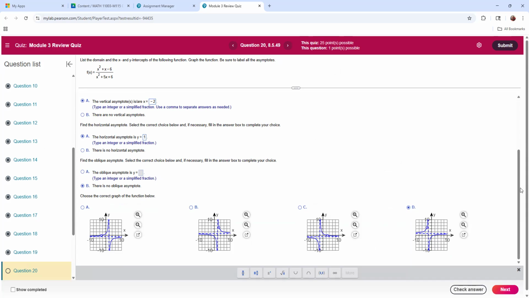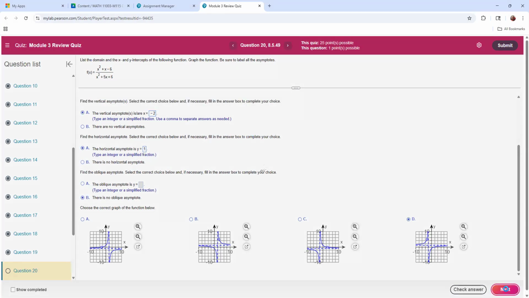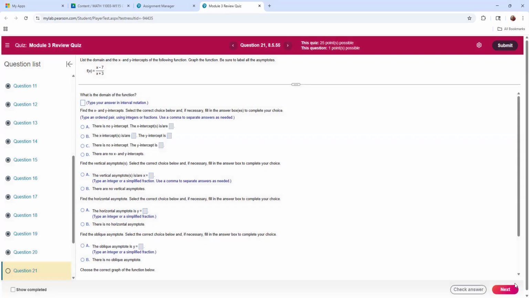Y'all, if I ain't mistaken, I think it's D here, right? D sort of goes up. See, it's got a hole in the graph where that -3 would have been, that x value. The right side is coming up, crossing the y-axis at -1, and then trying to get to my asymptote. All righty, y'all, let's see what 21 has in store.